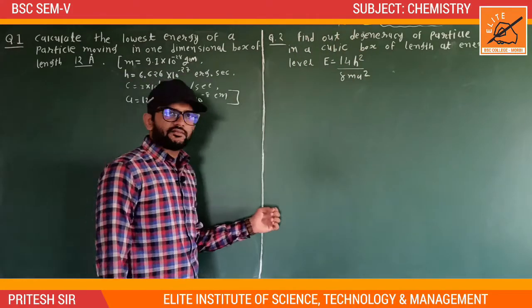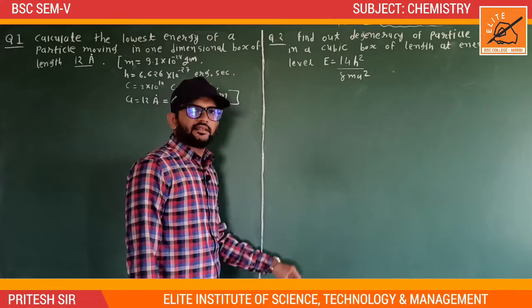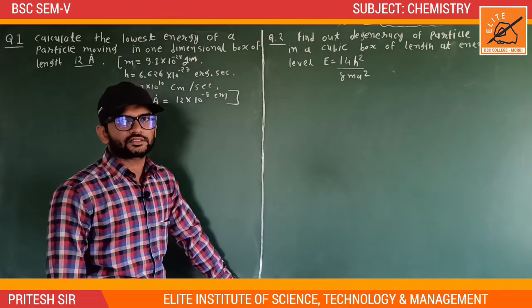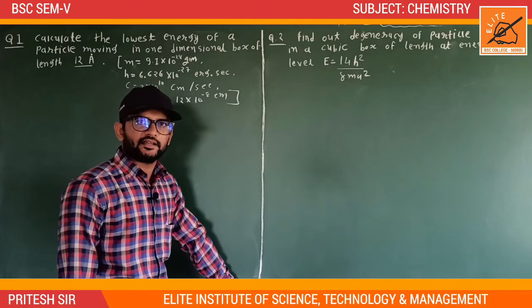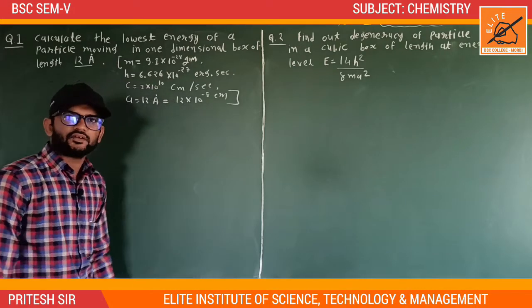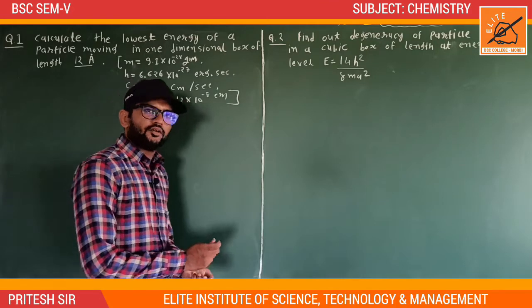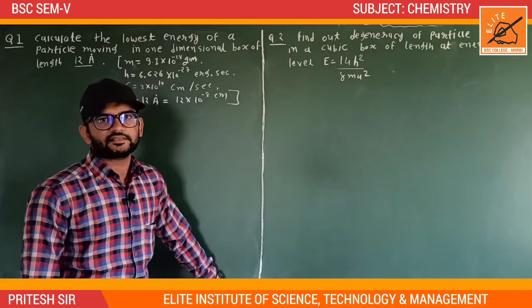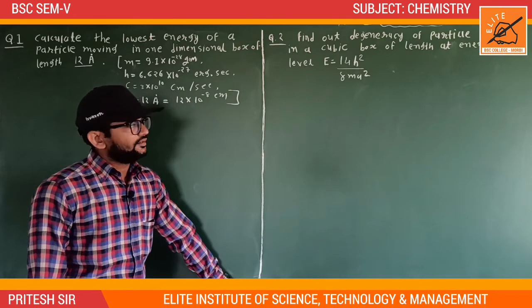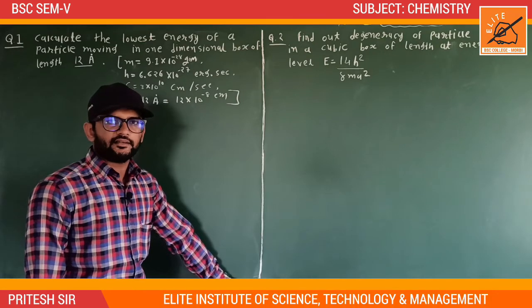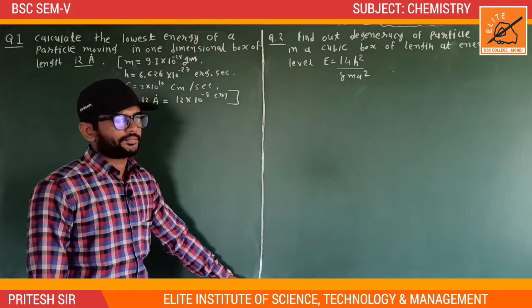In the previous lecture we studied the main theory of a particle in a three-dimensional box. First we derived the Schrodinger equation for a particle in a three-dimensional box, then the wave function, then degeneracy and the rectangular box. So we completed the particle in a three-dimensional box in our previous lecture.